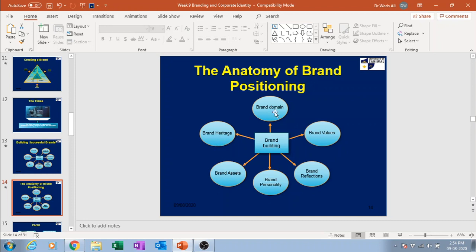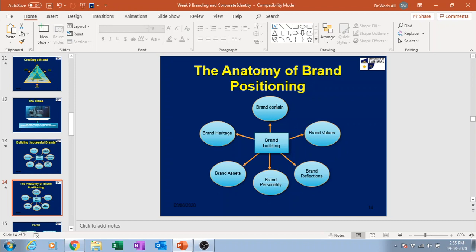Firstly, you need to talk about brand domain. Brand domain means what is the market? Which market is your company, your product, going to serve? If you are developing a product for the automobile market in Pakistan, then the automobile market is your brand domain.